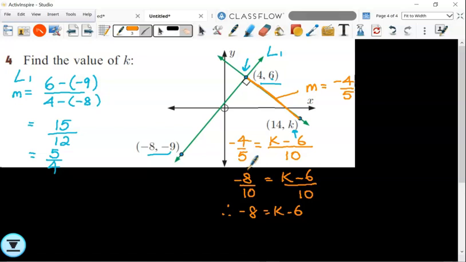So the key there was, this was perpendicular. I could give you the same question, but instead of saying that, I could have 2 lines that were parallel. So then you wouldn't flip and reverse the sign, you'd just say 4/5 equals, but same theory. Yeah? So work your way through.